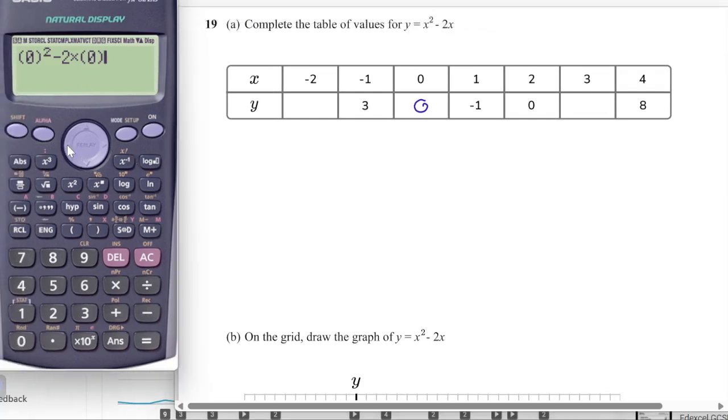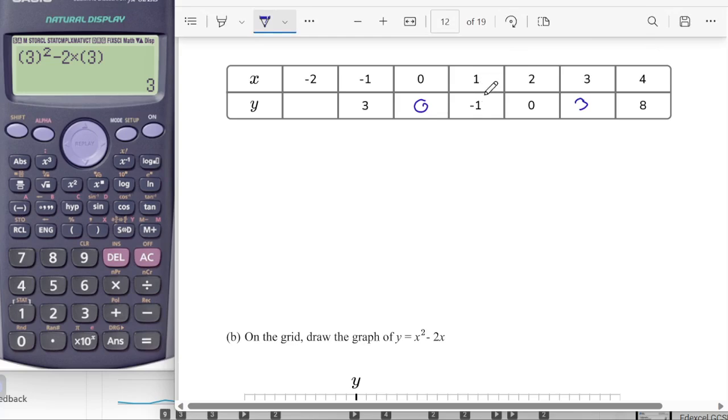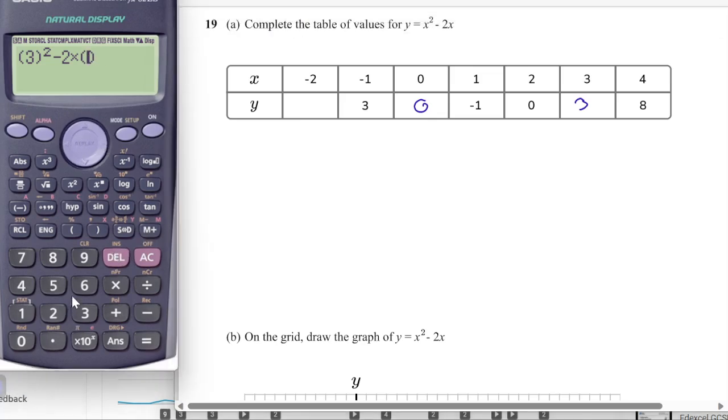My next value then, rather than type the whole thing in again, I'm just going to use my replay button. So that gives me value 3. And then my final value I'm typing in. I can make a prediction. I think we've got a pattern here, minus 1 and then 0, 0, 3, 3. So I'm expecting it to be 8. That's my prediction. I'm putting minus 2 in my brackets this time. And that matches with what I expected.